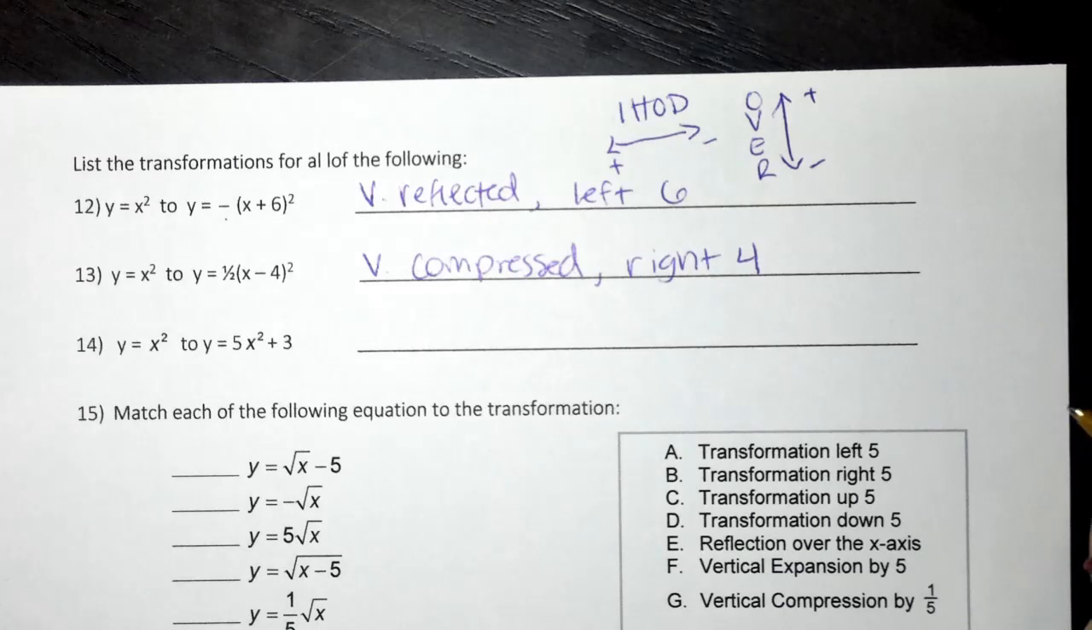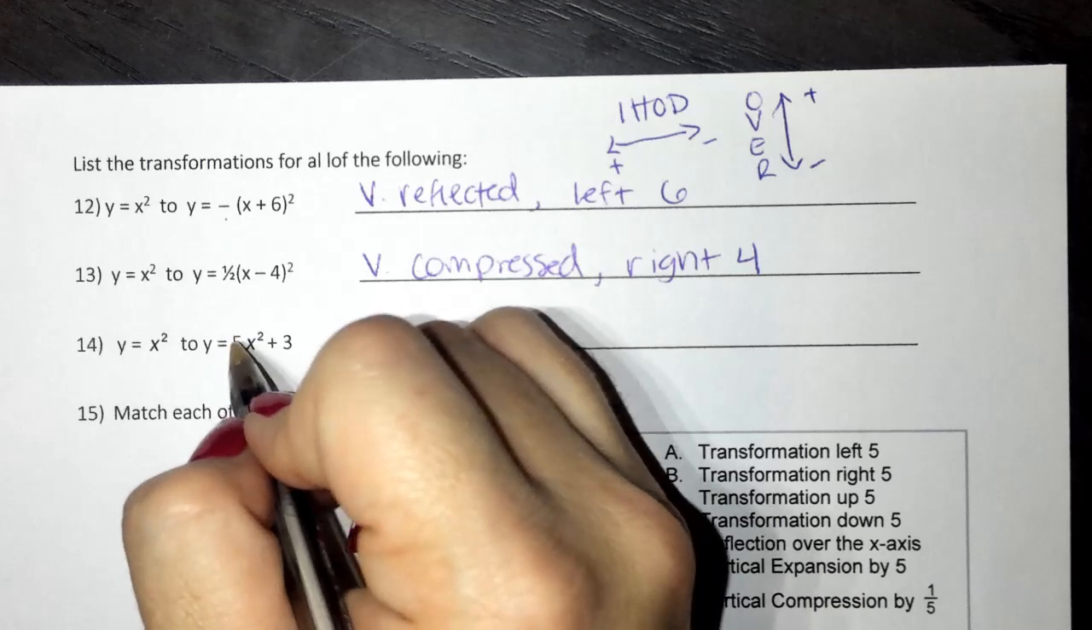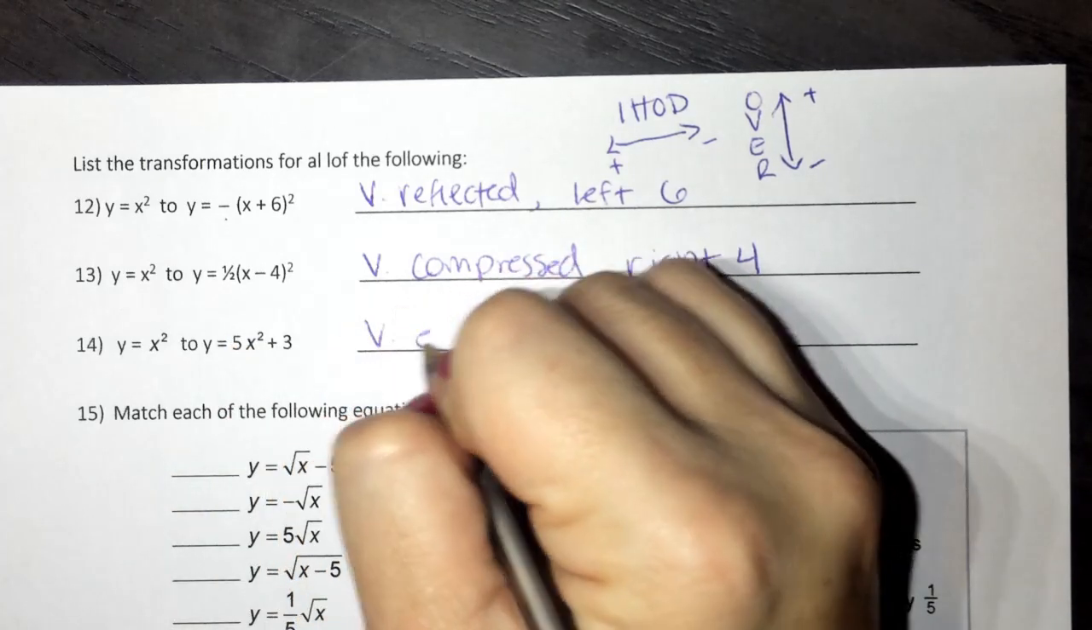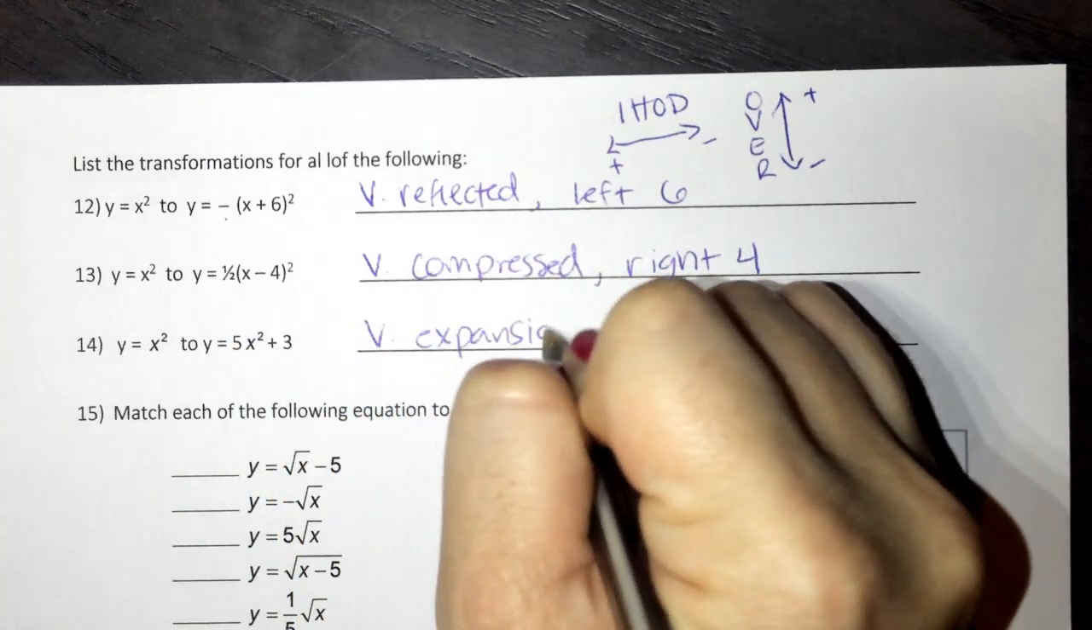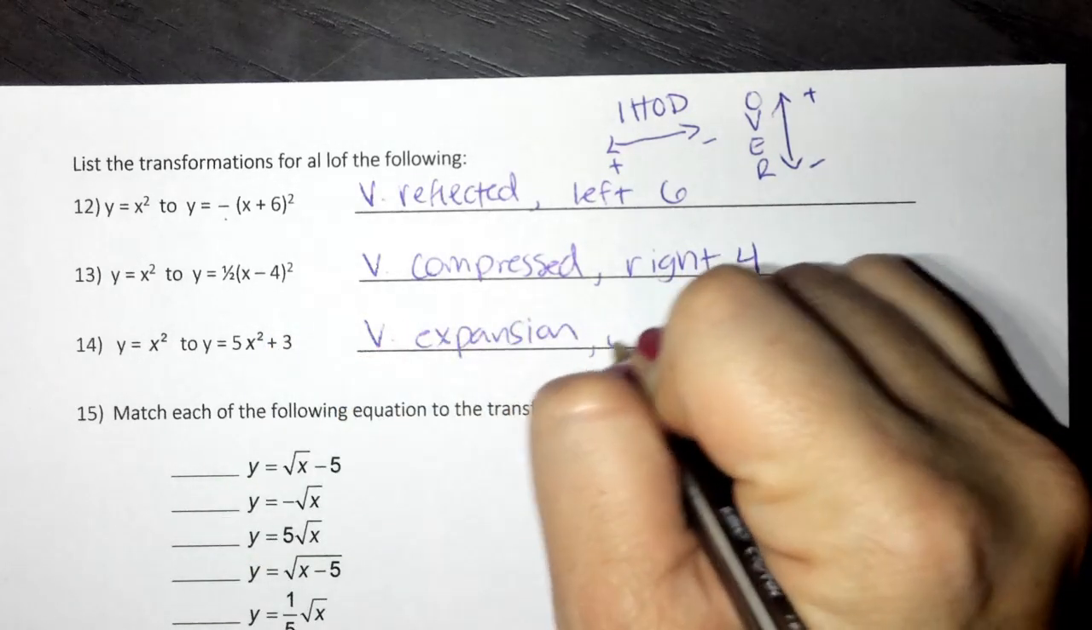You could also type these in your calculators if this is hard for you. A 5 in the front tells me that it's vertically expanded. Vertical expansion. And a +3 on the outside of parentheses means up 3.